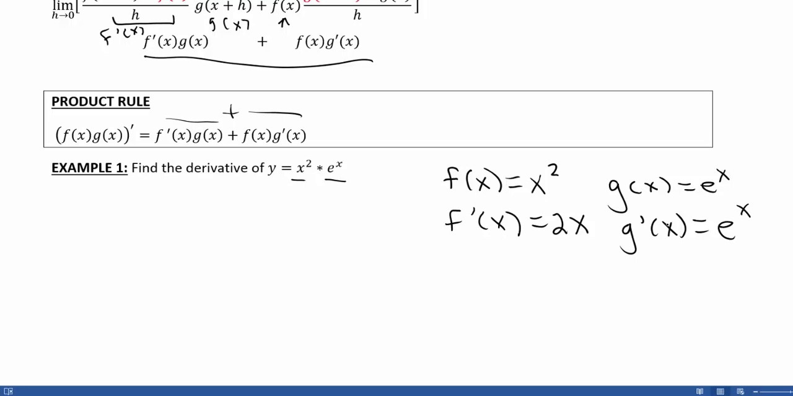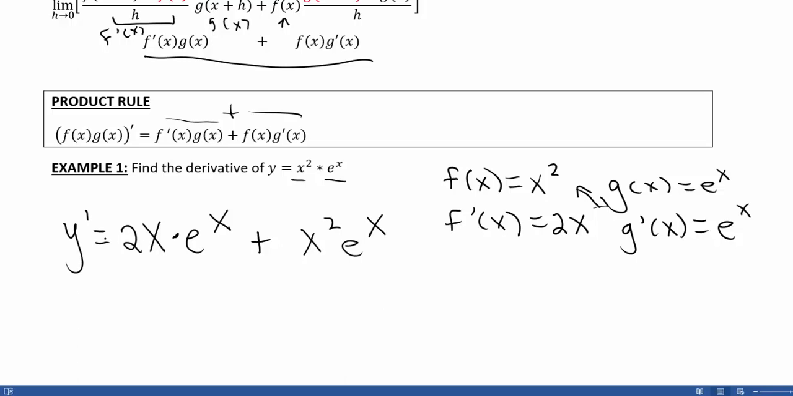So now my formula says I'm going to do f prime of x times g of x. So I get 2x times e to the x plus f of x times g prime of x, or x squared times e to the x. So that gives me the derivative of my function.